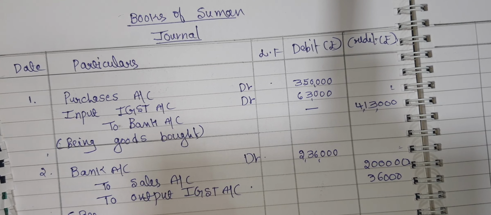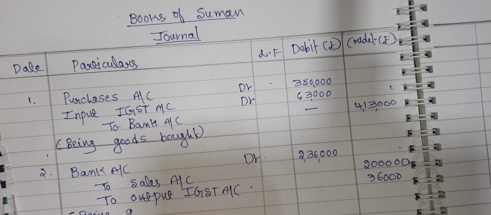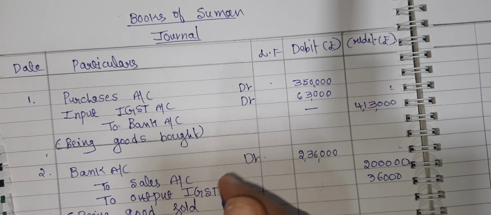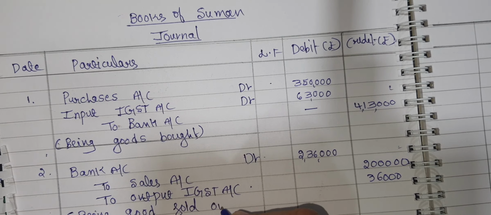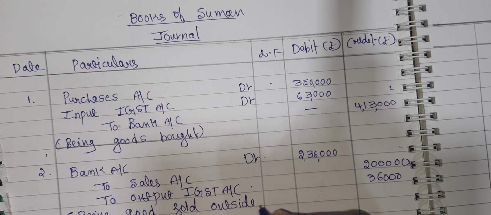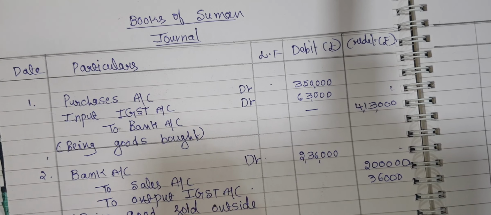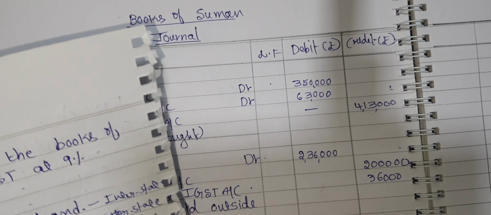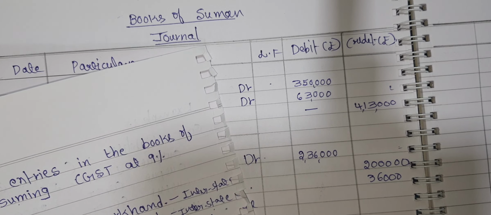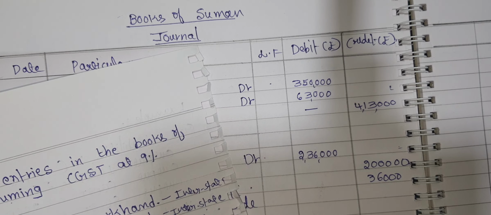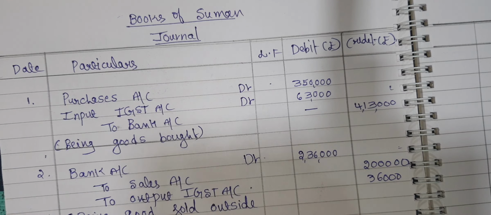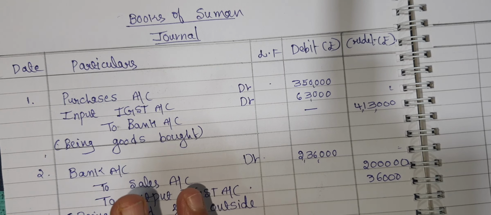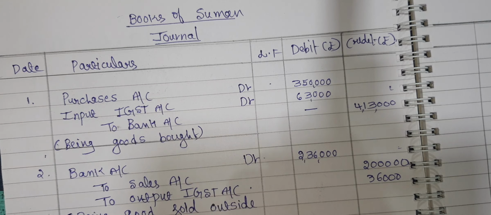Being goods sold outside the state. Okay. Here we can write debtors account also: bank account or debtors account or cash account.